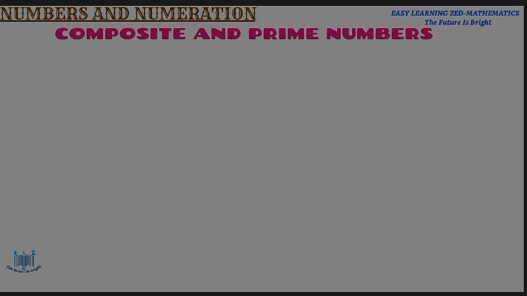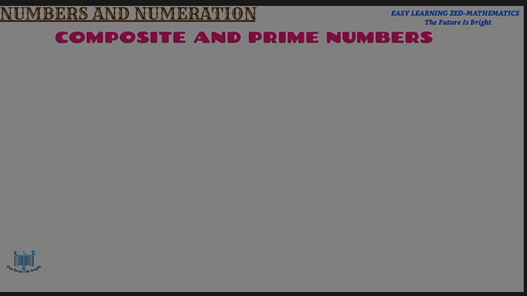Welcome to today's video. In this video, I'm going to continue looking at numbers and enumeration, and in today's video I'm going to look at composite and prime numbers. I'm going to define what a composite number is and what a prime number is. After that, I'm also going to share with you some examples of composite numbers and prime numbers. So watch this video up to the end as I'm going to share what I've mentioned.